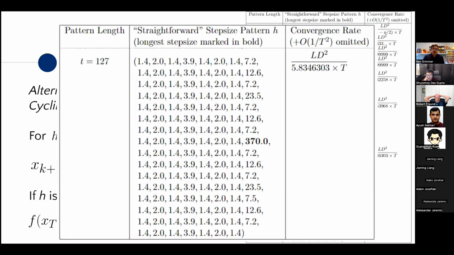So if you are going to do 127 steps every cycle, my proposal is instead of doing 127 steps of length 1, all conservatively making some progress, you'd be better off if you took steps 1.4, then 2, then 1.4, then 3.9. Okay, the pattern goes on. The 8th position is a 7.2. It gets pretty large. And then eventually our biggest step comes in the 64th location, which says to do 370, which is an obscene number, right?